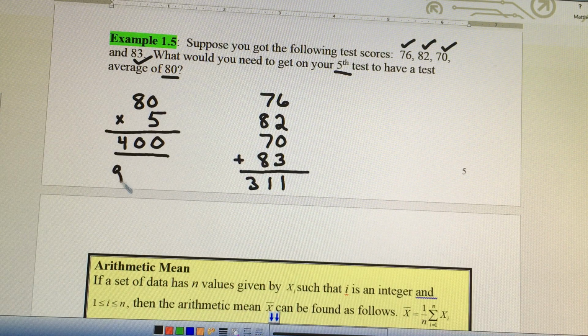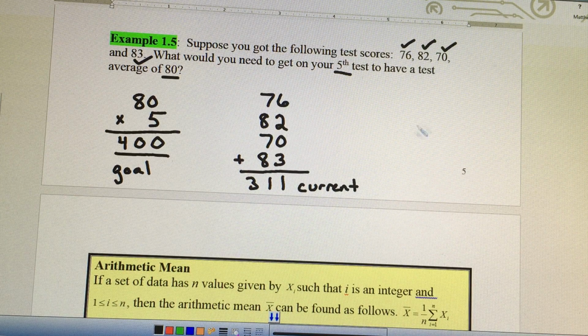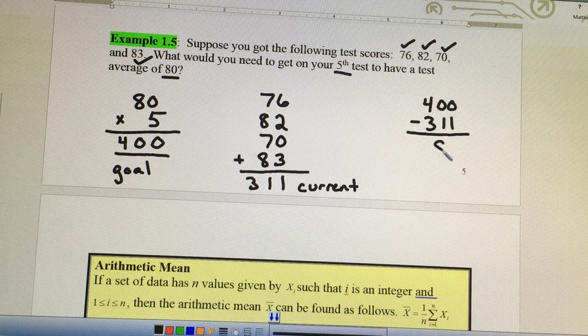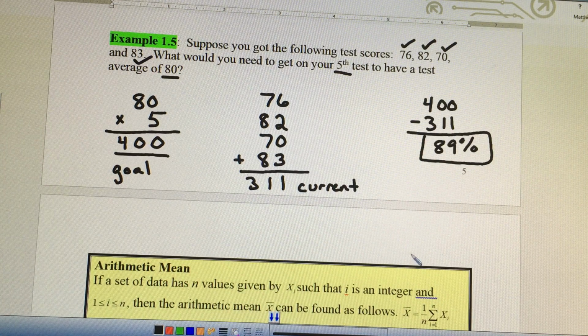So if this is my goal, and this is how many I currently have, I want to take my goal, 400, and I want to subtract how many test points I currently have, which is that 311. 400 take away 311 is 89. I need an 89% on my 5th test in order to accumulate 400 total test points. So 89% is the final answer right here to example 1.5.